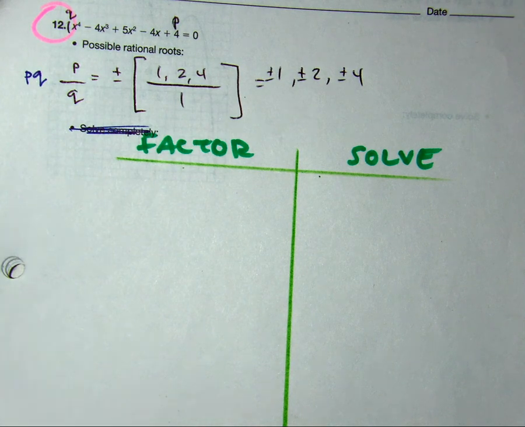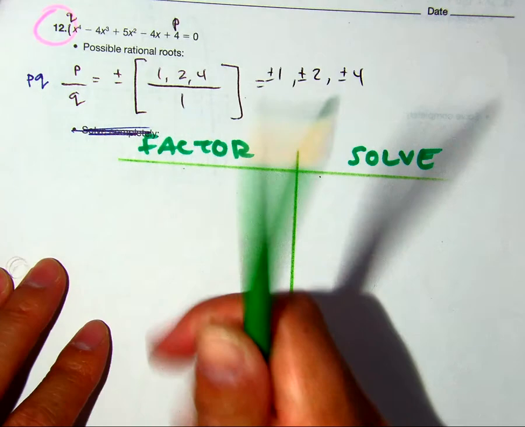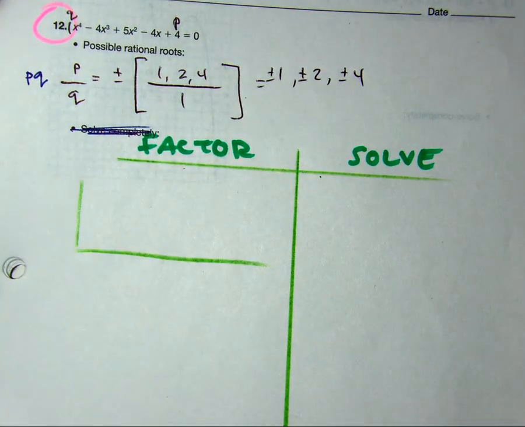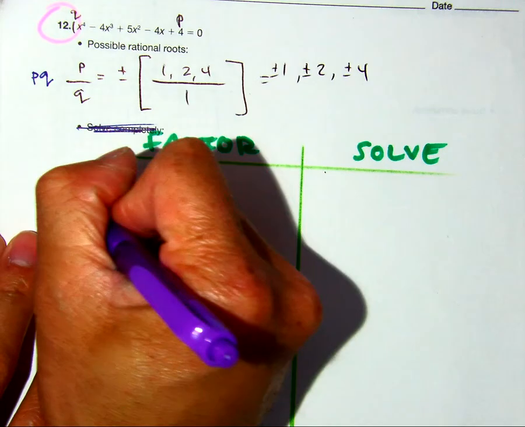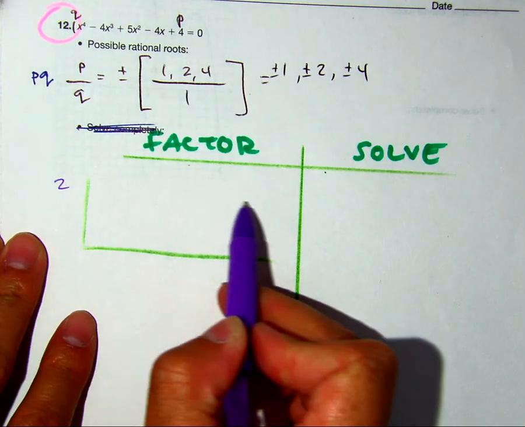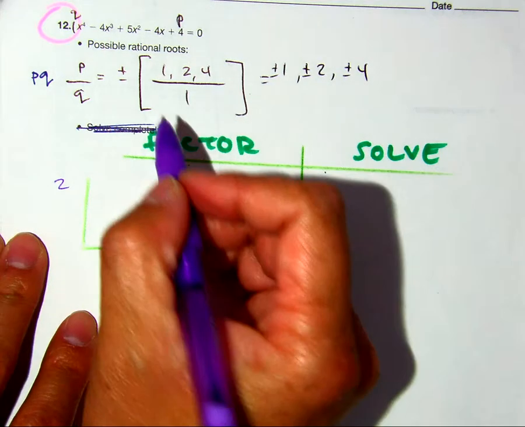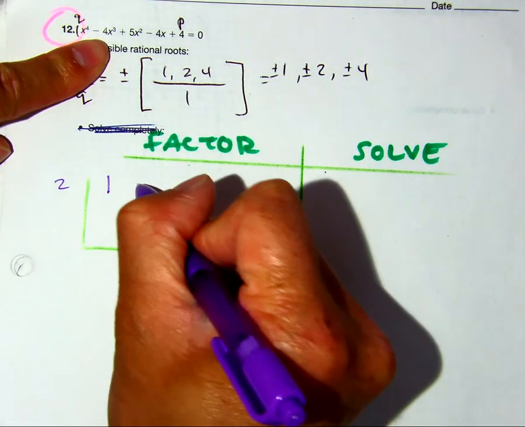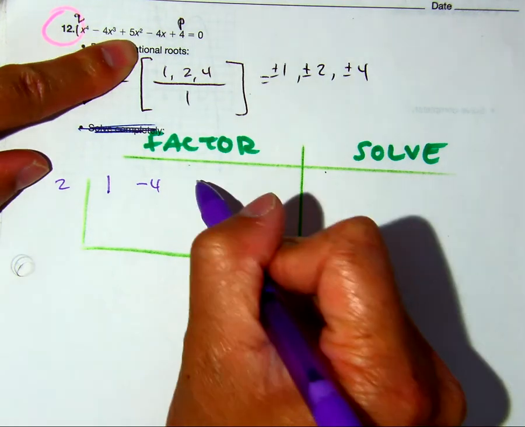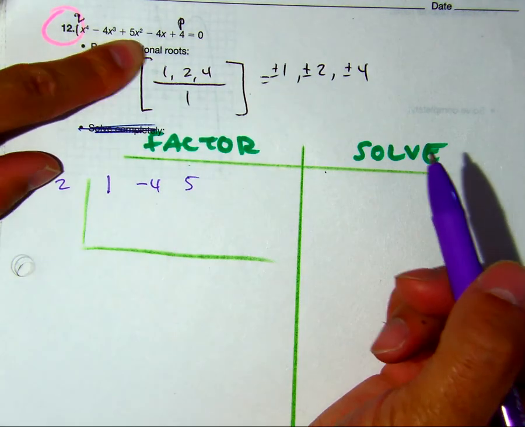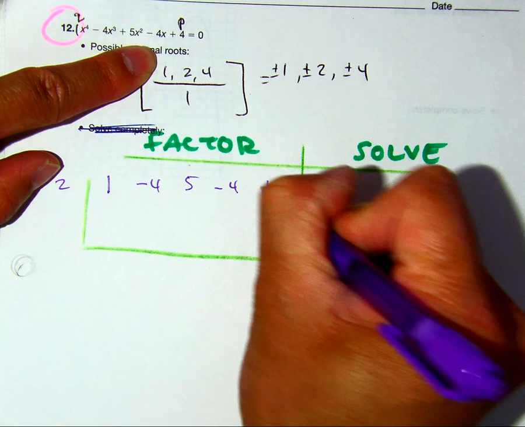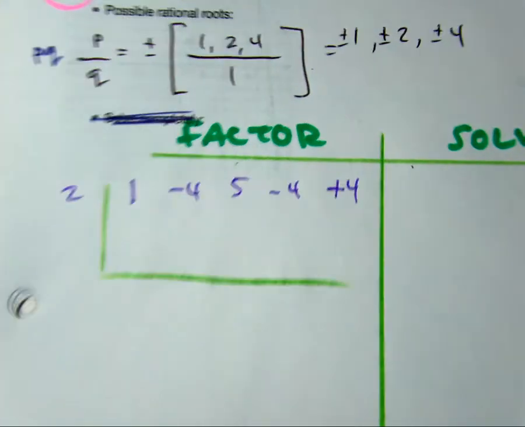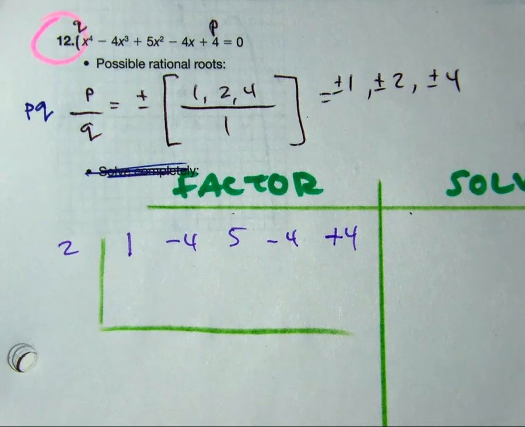Rafi, let's test a number. What number do you want to test? 2, he says. Tell me what to write up here. 1. Guess I didn't have to write the plus sign, right? Rafi, go ahead and complete synthetic division for us.